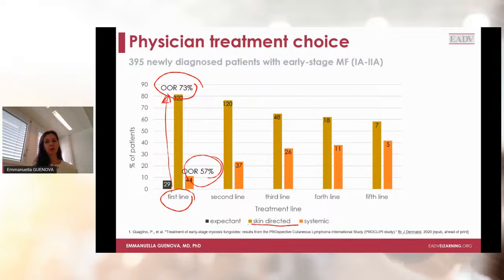Of course, those numbers change with the resistance to treatment of the disease and the advancement towards the second, third, fourth, and fifth line therapy for early stage MF, where things usually become a little bit more complicated.